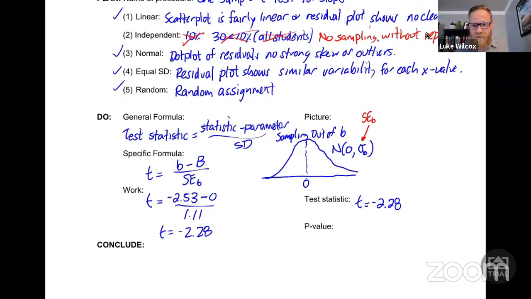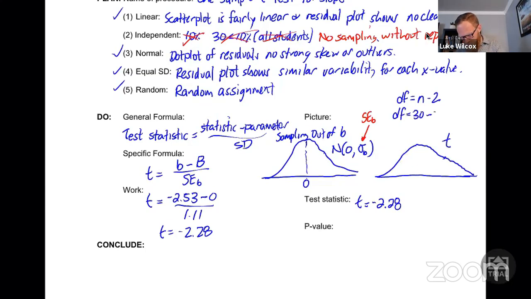And in doing so, when we standardize and we use the standard error of B, the distribution turns into a t distribution, which is a little bit more spread out, not quite as tall. There's our standardized distribution, which is a t distribution. And we need to know the degrees of freedom, which Mr. Murphy talked about yesterday for our two variable analysis is n minus 2. We had 30 students in this sample, which means our degrees of freedom is 28. There we go. This is a standardized distribution, so 0 is at the center.